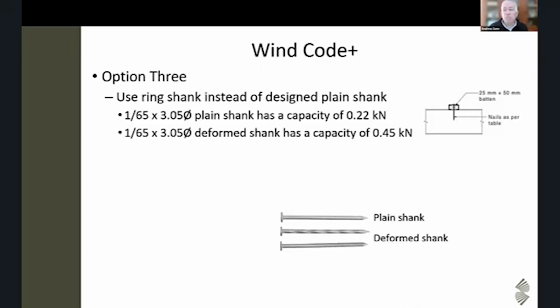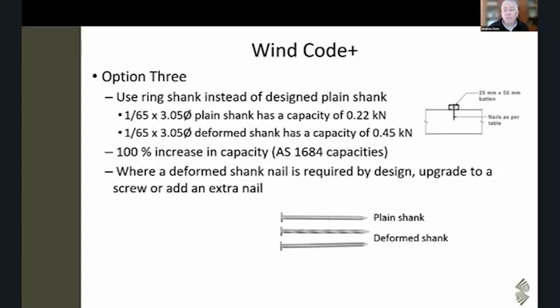The third option is just changing the nail type. If you're required to use a plain shank nail, then by just using a deformed shank nail, you're doubling the capacity of the nail. It's a simple thing which is very cheap: instead of using plain shank, just use deformed shank. And with your deformed shank as part of your design, then maybe use a screw or put an extra nail into it. So these are very simple ways of increasing your capacity, more so in the extremities area.